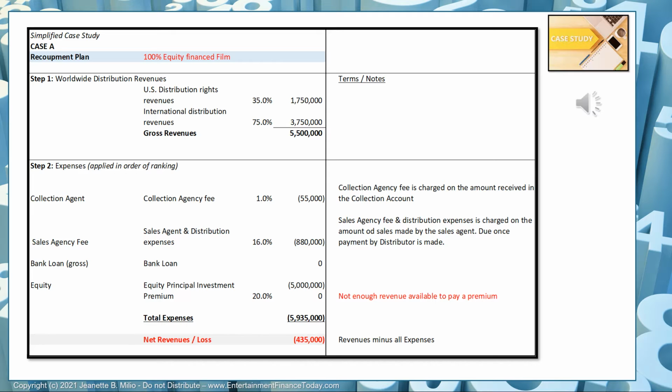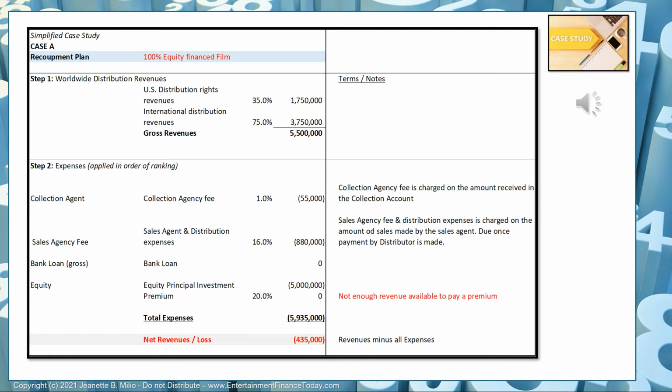And another expense that we have is the expense that we pay the sales agent. The sales agent is the person who takes on our movie and then sells it to the US distributor and to all the buyers internationally. The sales agent doesn't do this for free. They're charging us a sales fee. In this case, the sales agent charges us 16% of whatever sales they have generated, and 16% of 5.5 million, which is the distribution revenues they have generated, is $880,000.